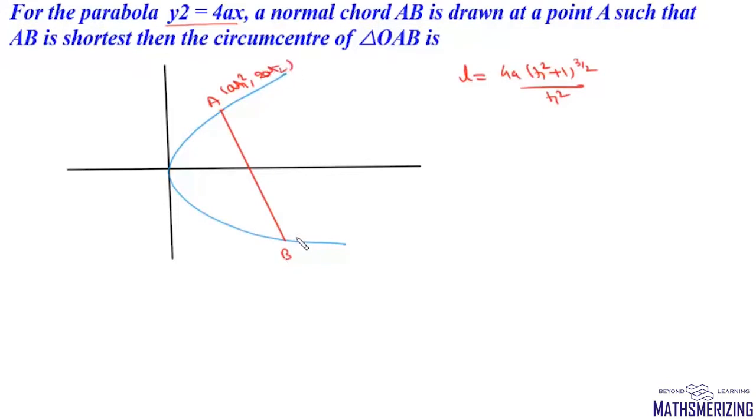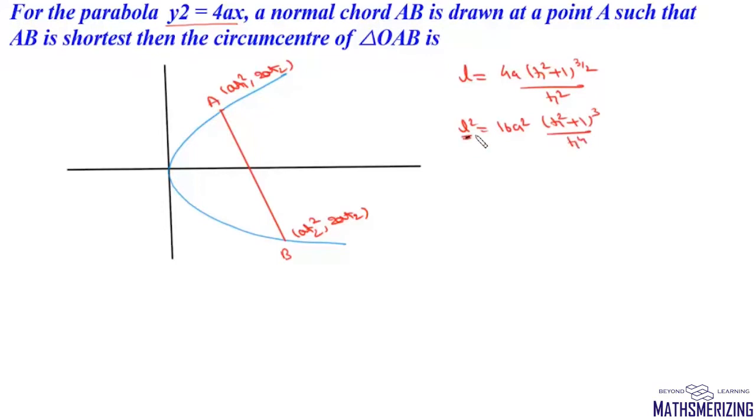And suppose this other end is (a t2 square, 2a t2). Now we need to minimize it. So what we'll do is we'll square it and then we'll differentiate. So we'll write L square as 16a square (t1 square plus 1) whole cube upon t1 to the power 4.